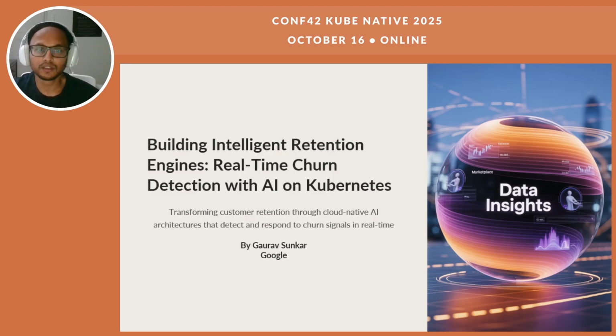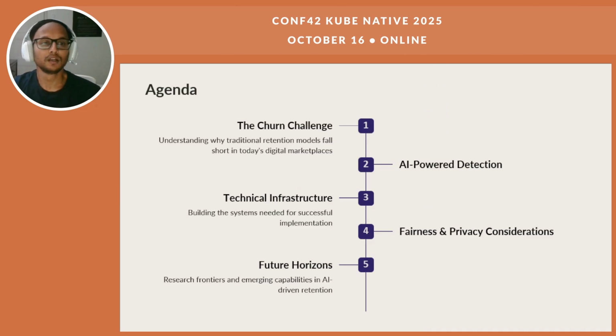All right, so without further ado, let's jump straight into it. My agenda for today is going to be firstly talking about the churn challenge, which would focus on addressing why traditional retention models fail and what makes them insufficient in today's digital marketplaces. Next, we'll touch upon AI powered detection and how AI really helps scale up where traditional models fail. Third, we'll talk about technical infrastructure, where I'll detail my proposed solution. We'll talk about what this means in terms of successful implementation and deploying into production.